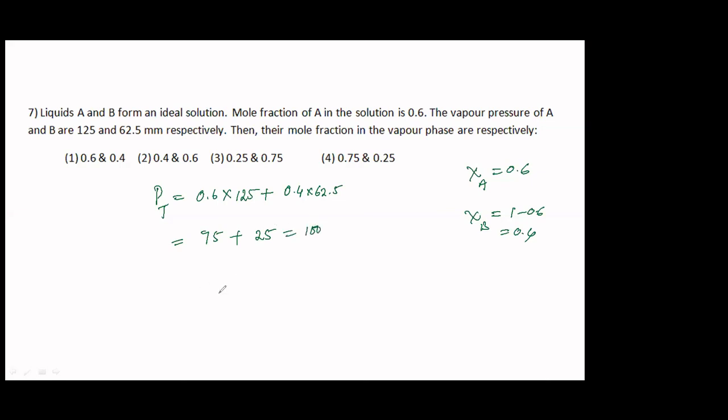P total is 100. Once you know the P total, PA is known to you, which is 75, PB is known to you, 25, and you know the total vapor pressure. So therefore YA, the mole fraction of A in the vapor phase, should be equal to its partial pressure, 75, divided by the total vapor pressure, 100. So this will be 3 by 4, which will be equal to 0.75. So the other one, YB, should be equal to 0.25. Correct option is option 4.